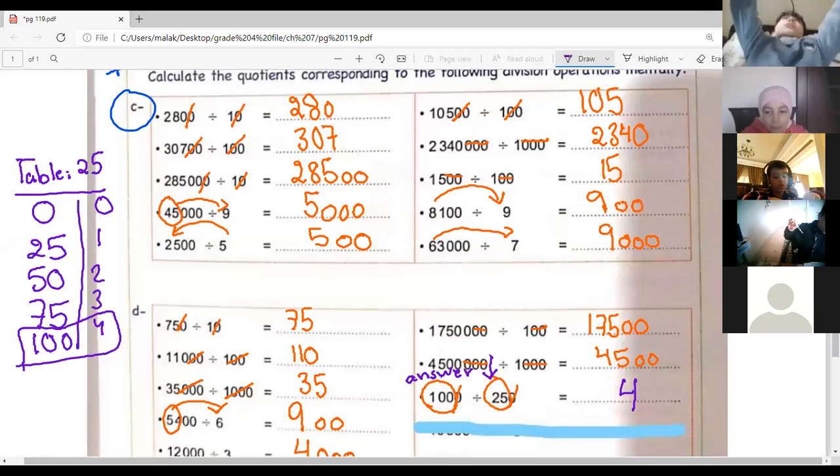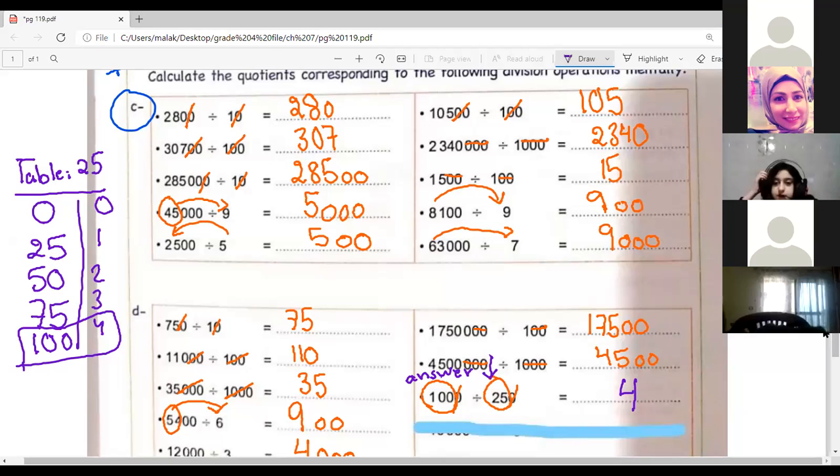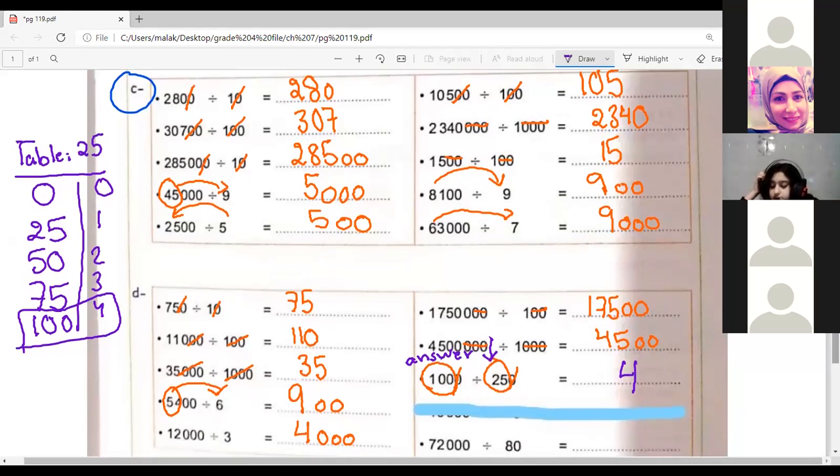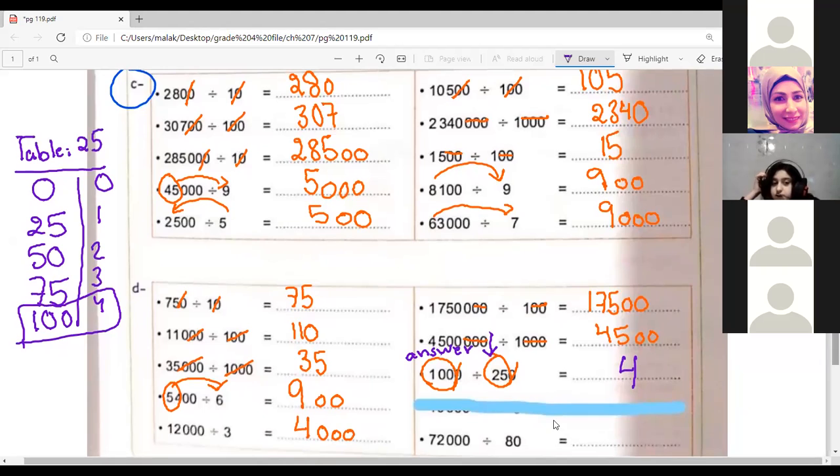Now, whose turn now? Now, Hadil. Hadil? Yeah. So, is it clear that 100 divided by 25 equals 4? So, we are looking at table 25. Which number gives us 100? Yes. It's 4. Okay, teacher? Right. Yalla ya Hadir, the last one.